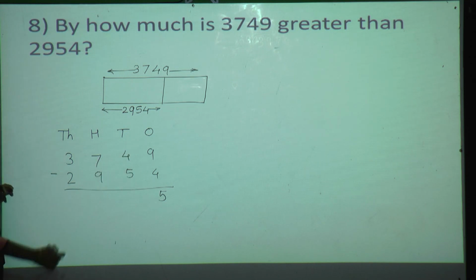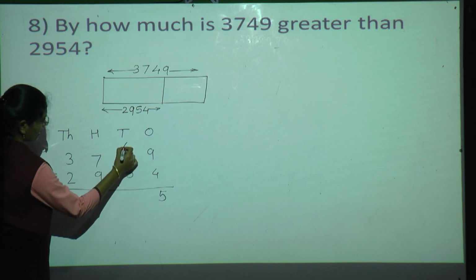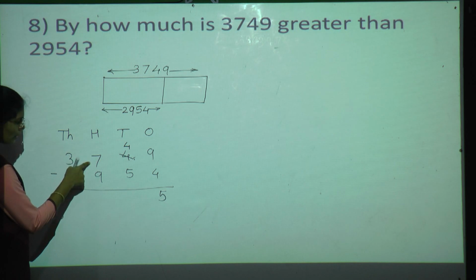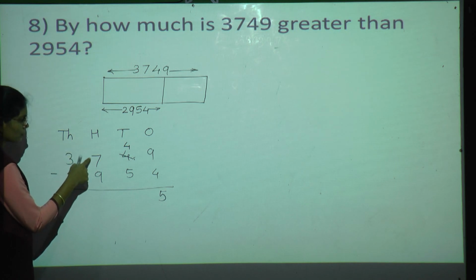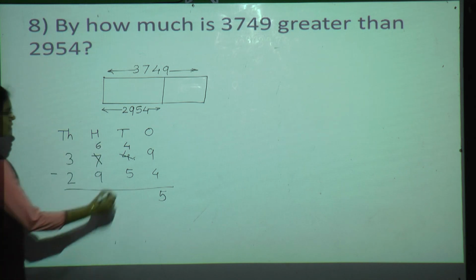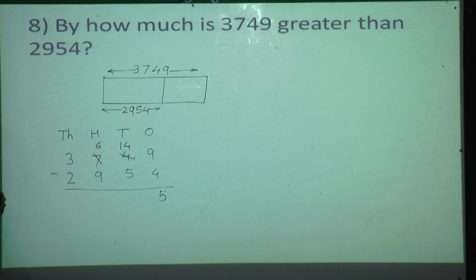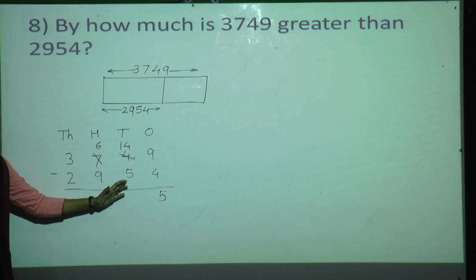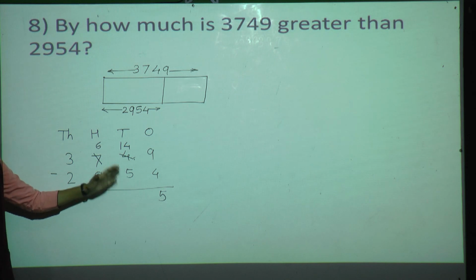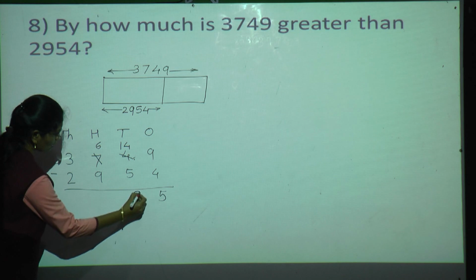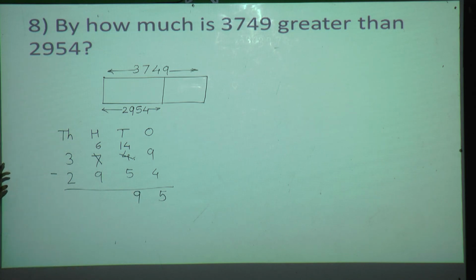So what will we do? Just cut this 4 and write as it is here, and then go to the neighbor. Now the neighbor is having 7. So take 1 borrow from this 7. 7 minus 1, here 6 will remain and this 4 will become 14. Now do the subtraction, 14 minus 5. After 5, count your fingers till 14. 14 minus 5 is equal to 9. So write 9 at the tens place.